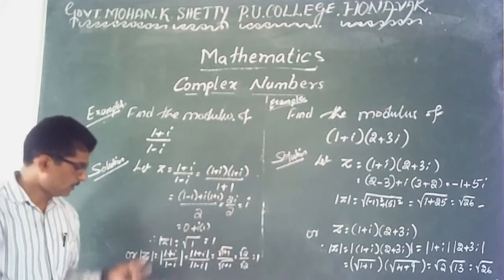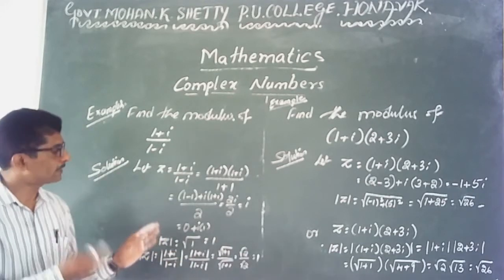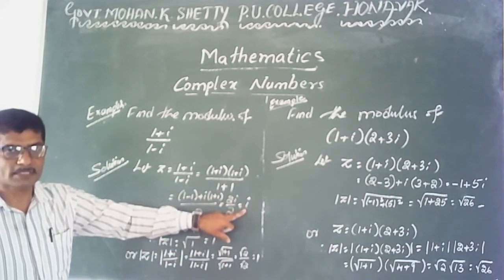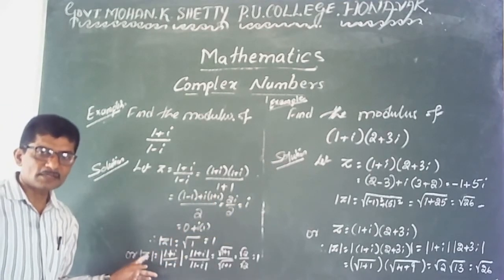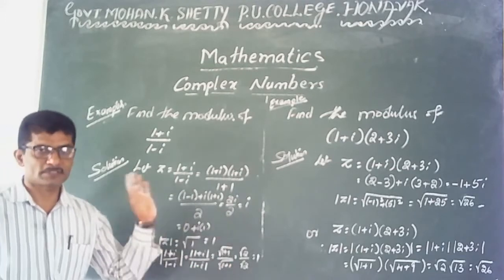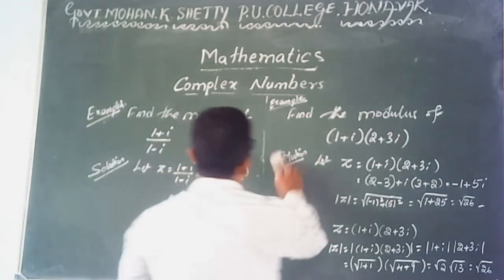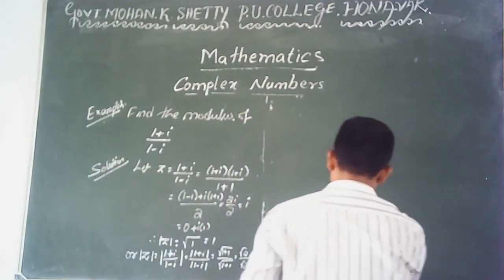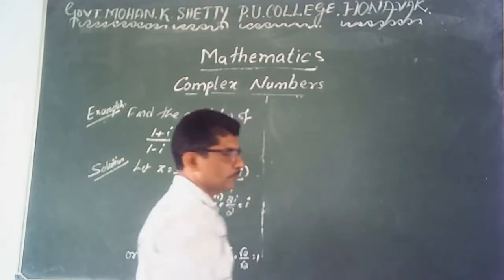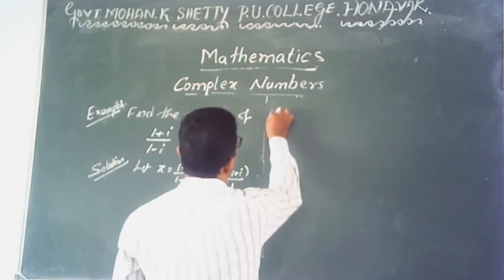It's clear? Modulus of the quotient equal to quotient of their modulus. Either you rewrite in the form of a plus ib, then find its modulus, or directly using the property, find the modulus of the given complex numbers. These are using the modulus and some general results we are proving. Next example.